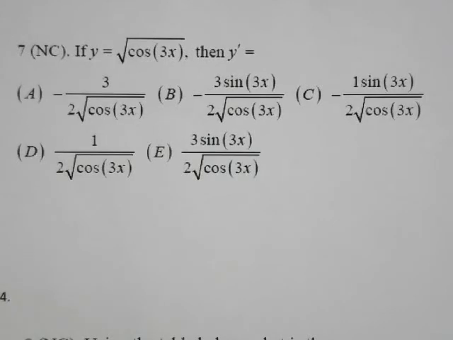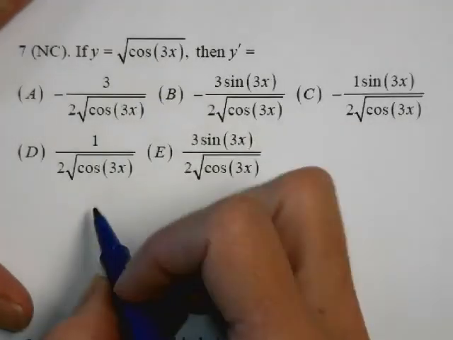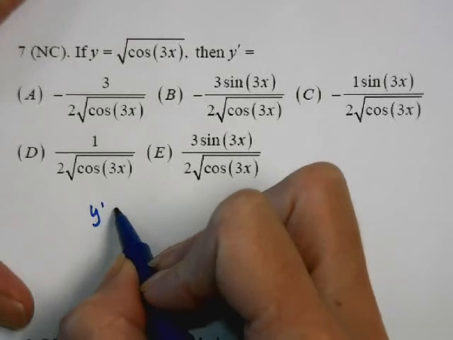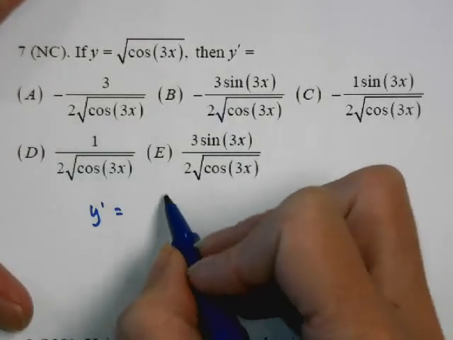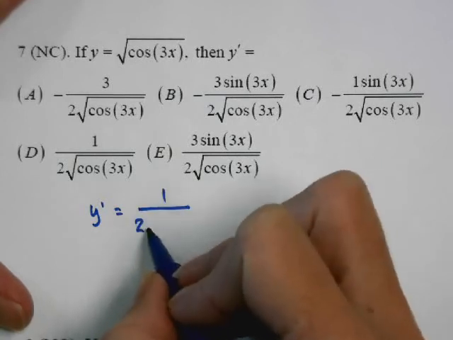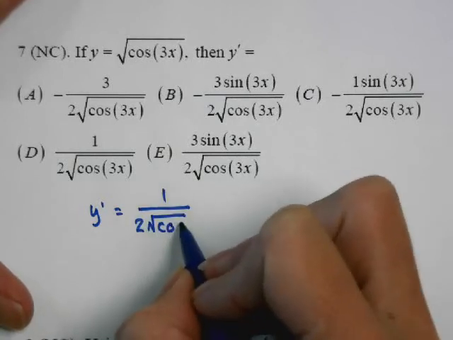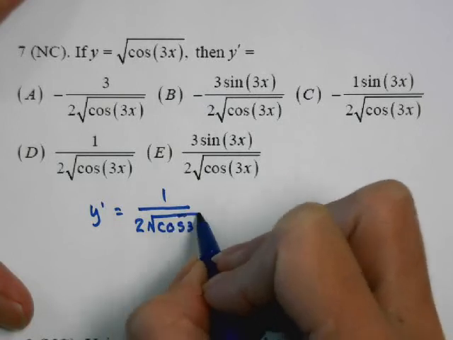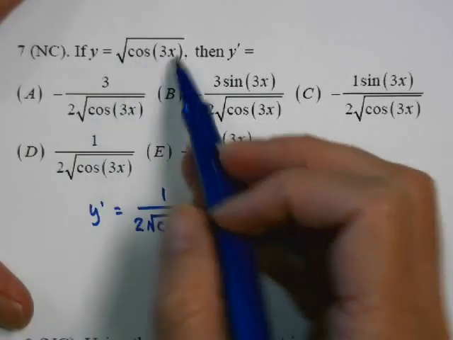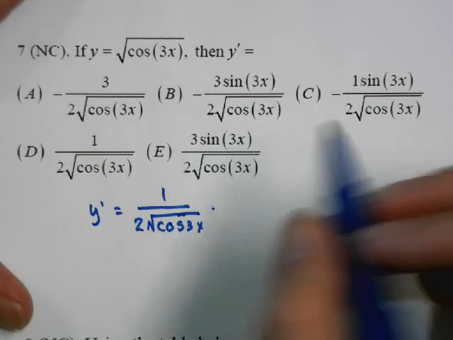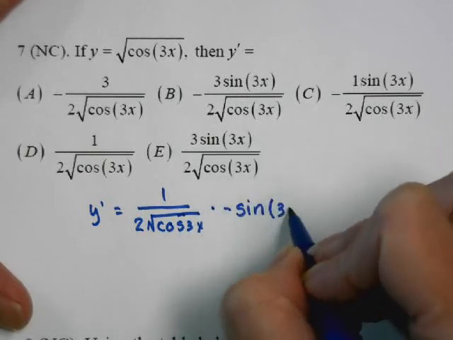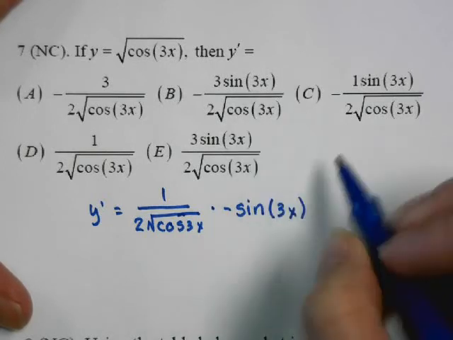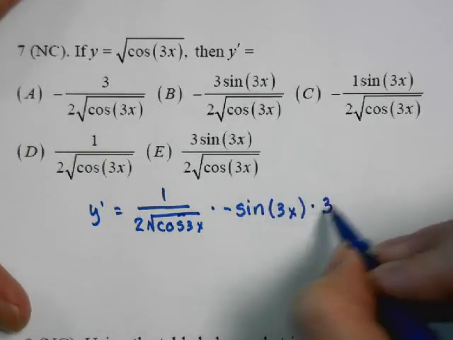All right, so here's why. The derivative, we're going to start with the outside. So the outside function is the square root. So we're going to have 1 over 2 root cosine 3x. That's the outside. Then we go to the middle, which is cosine. So that's going to be a negative sine 3x times the derivative of the inside times 3.